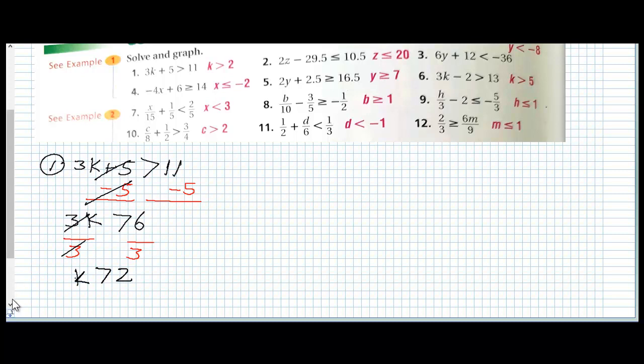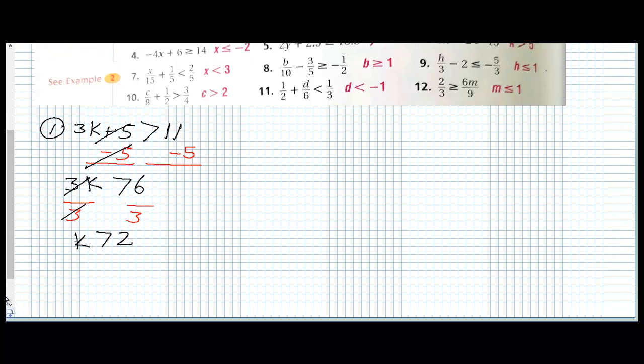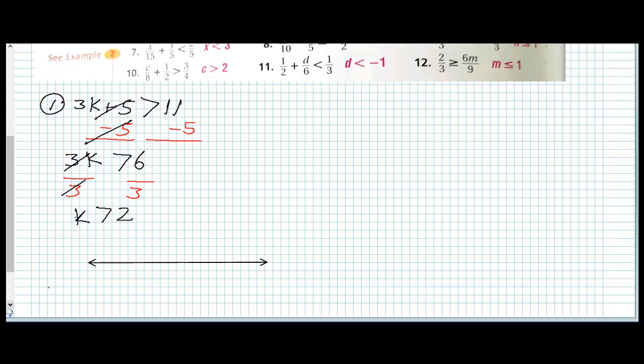Now it's time to draw. How can we draw k > 2? Okay, first we will draw a number line. After that, we will divide it into equal parts. Like here, this will be 0. Equal parts, so I will count how many squares I have. And this is 1, this is 2, 3, 4, and so on. Here will be negative 1, negative 2, and negative 3, and so on.